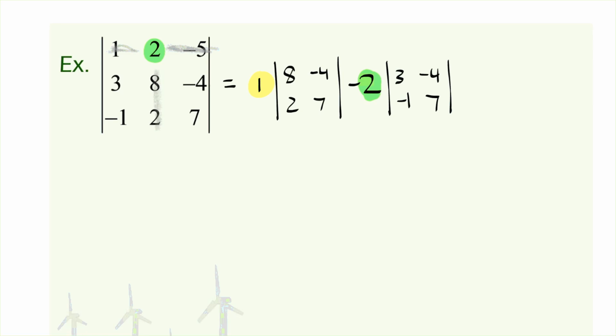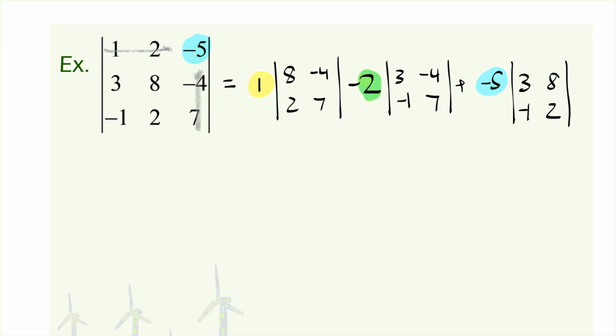And then lastly, I'm going to work my way again across the row. Last I have plus -5. And then I'm going to cross out the row and column that the -5 is in, and I get 3, 8, -1, 2. All right, so here are my elements and then my cofactors.